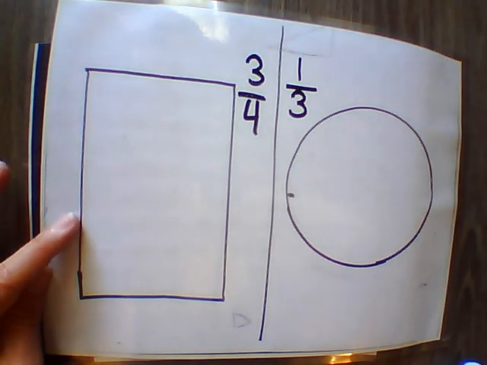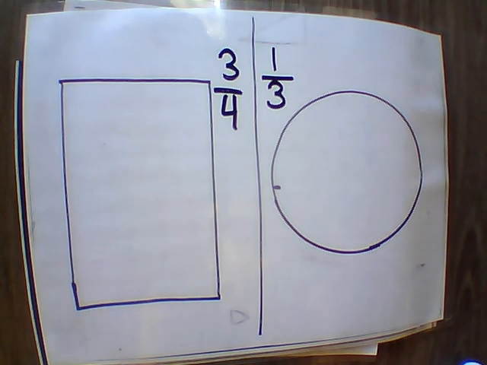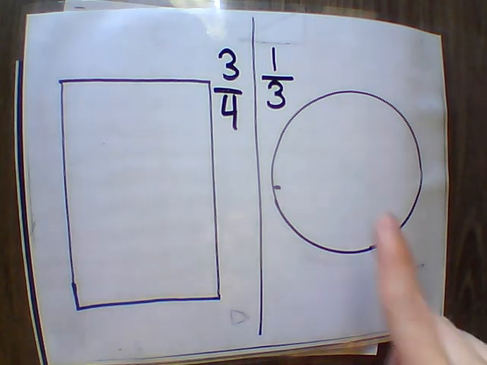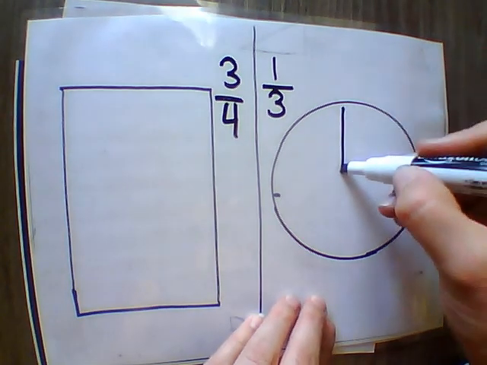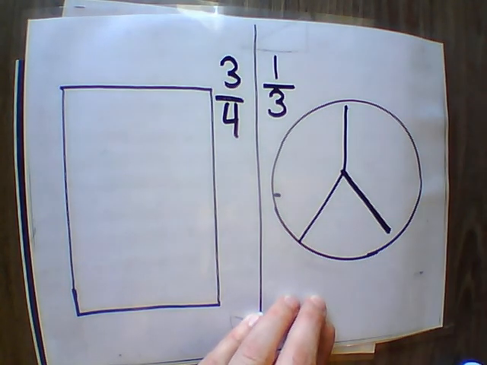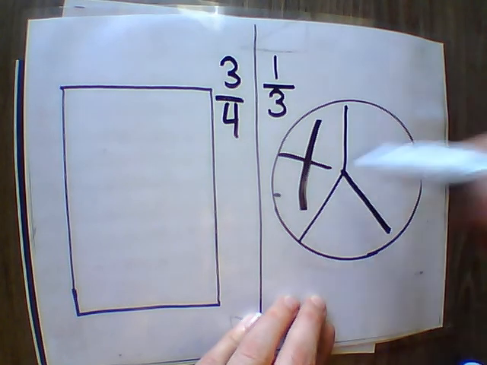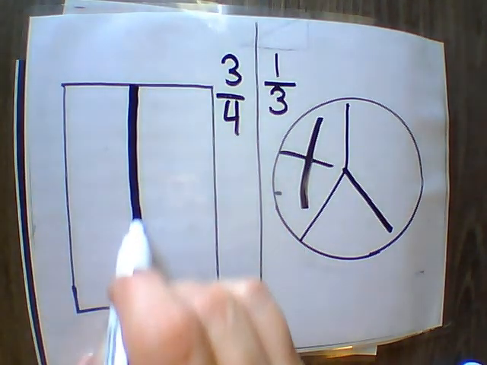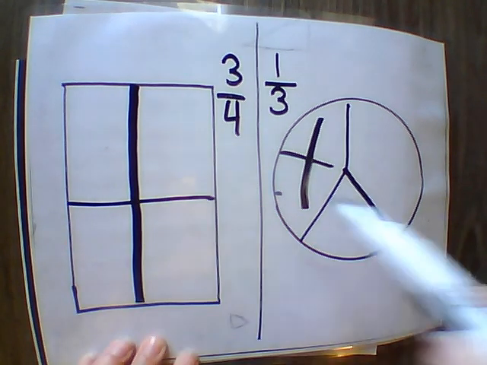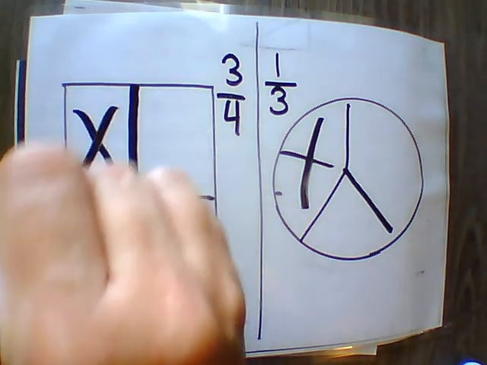Now we're moving into our fraction, so pause the video and complete those now. Go! Alright, so let's look at our circle. We're cutting it into thirds. And we're coloring 1/3. And then on our rectangle, we're cutting it into fourths or quarters. And we're coloring 3/4.